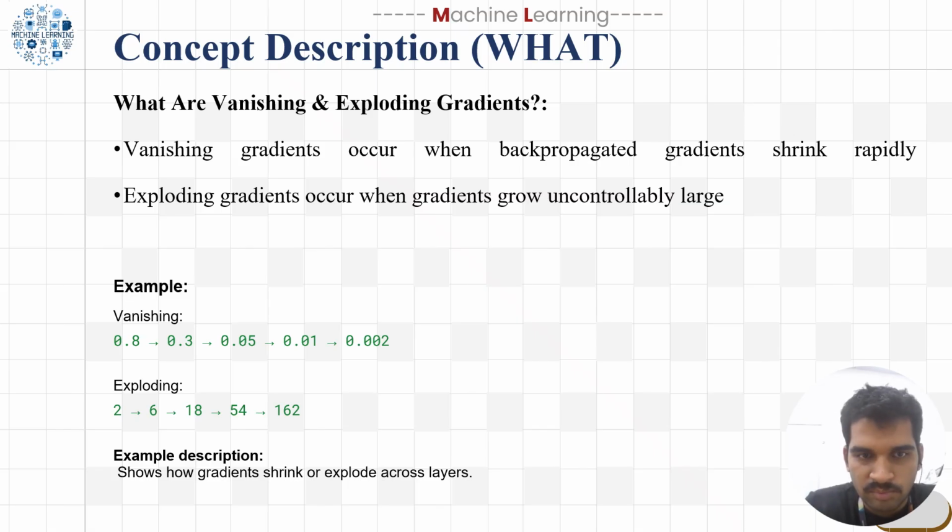Here is a short example. Vanishing is when the gradient goes from 0.8 to 0.3, 0.5, 0.1, 0.002. And exploding is when it increases in increasing order. That is 2, 6, 18, 54, and 162. This shows how gradients shrink or explode across various layers in a neural network.